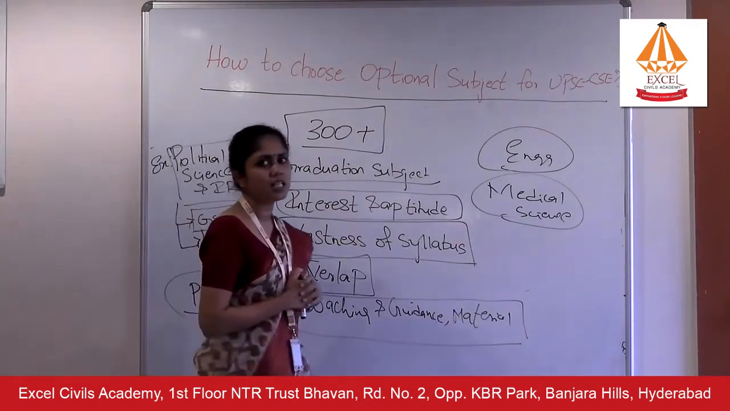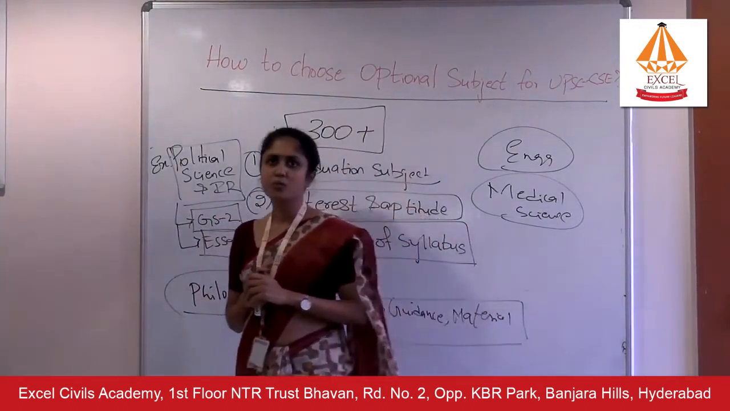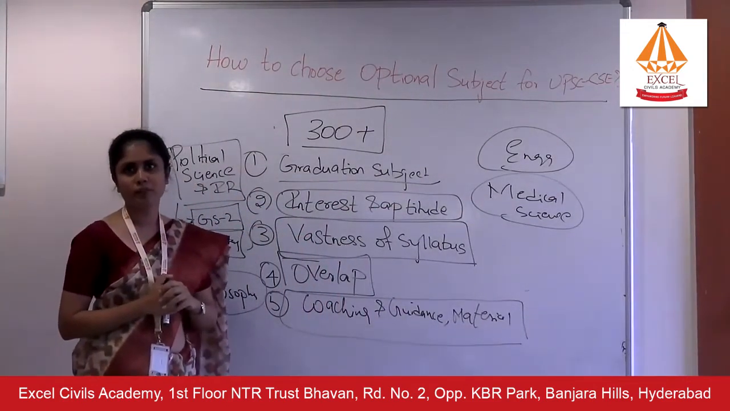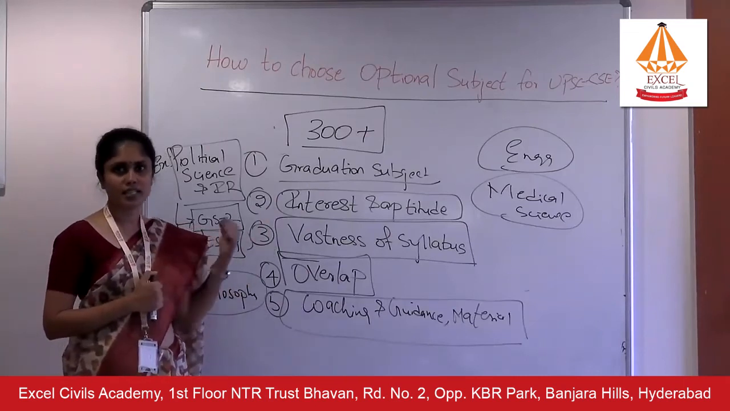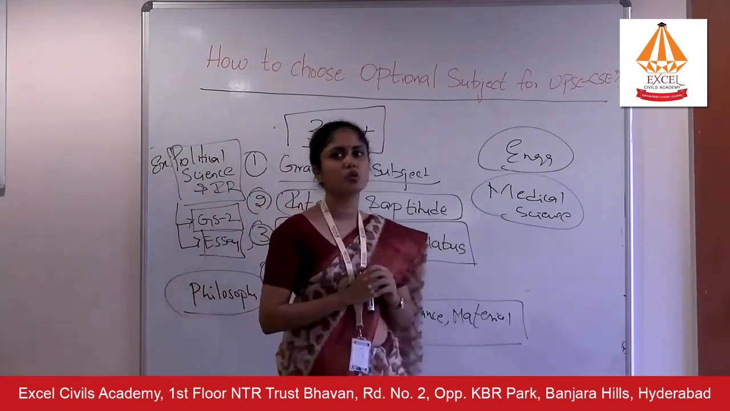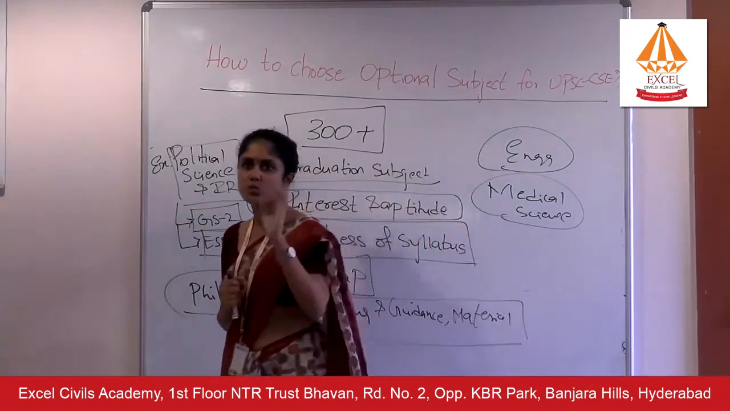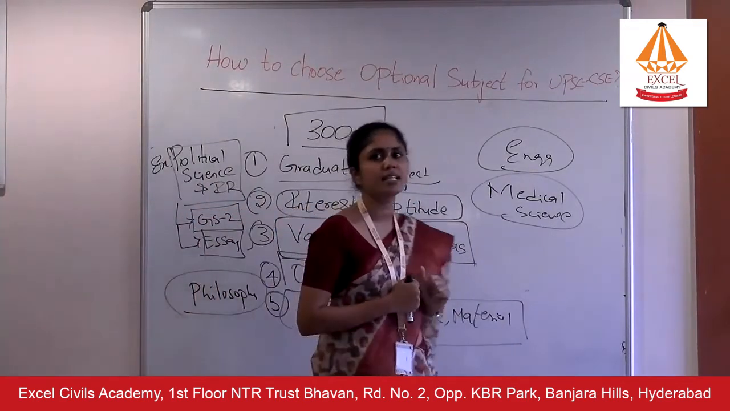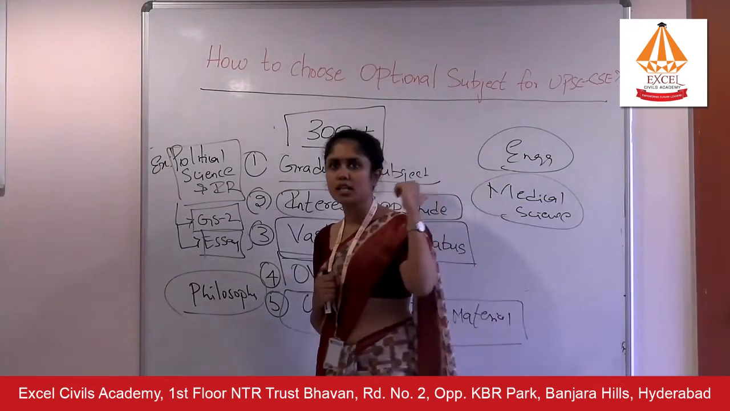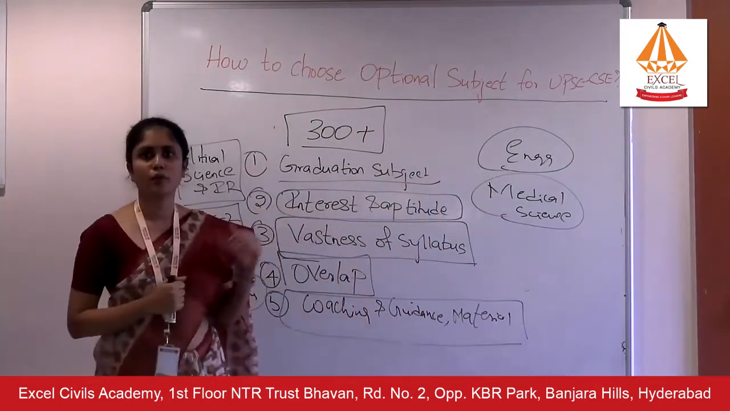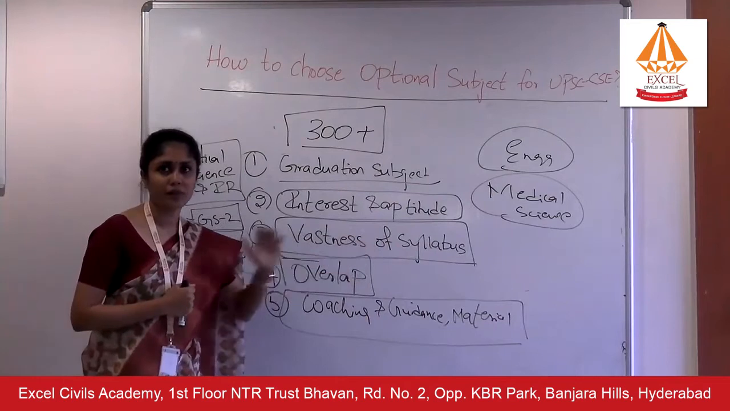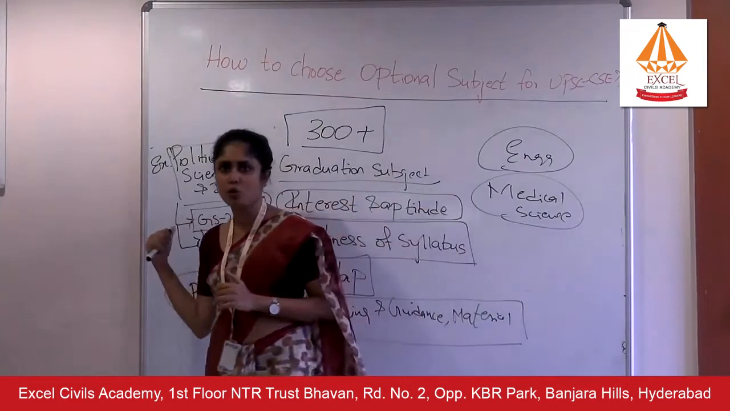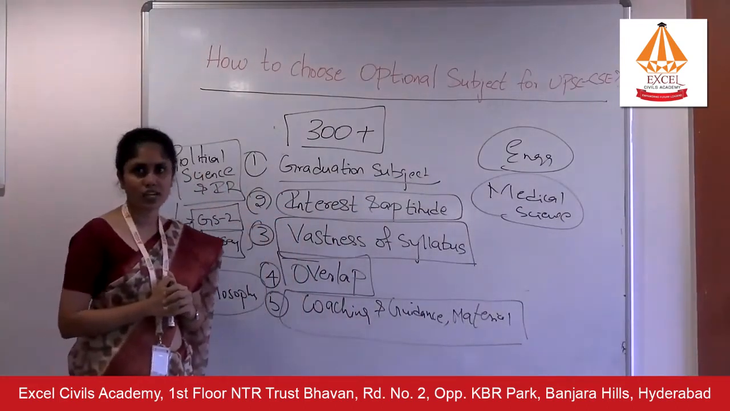The third factor is the vastness of syllabus. Some optionals have very vast syllabus. Some optionals have limited syllabus like anthropology. This is another factor that you must consider. This is important in the light of limited time that you have to prepare for UPSC examination, that is 1 year, right? Then the fourth factor is the overlap that your optional subject has with general studies syllabus. If you choose any of these basic science optionals or your professional degrees, you will not find a lot of overlap with general studies. You have to separately prepare for your optionals, and it will not help you in writing good answers in your general studies syllabus.